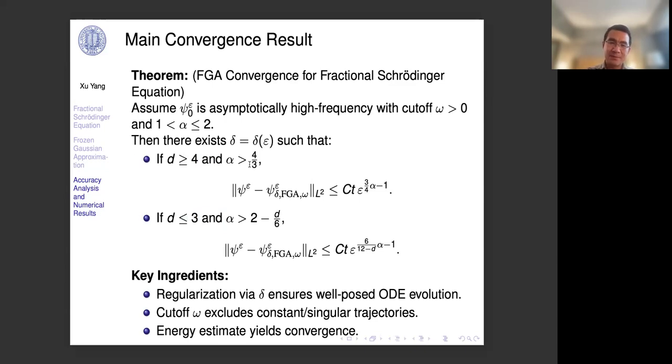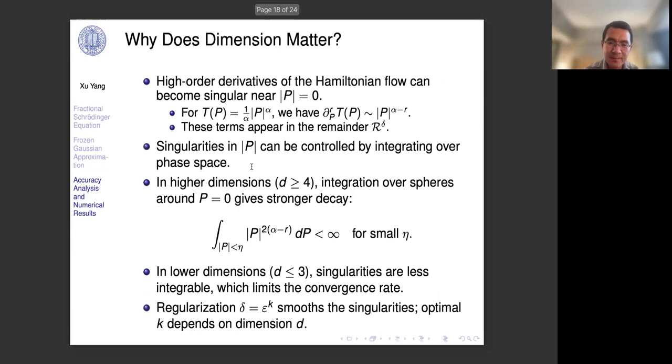And why this depends on dimensionality, as you may already notice, is because of the singularity that we had. The singularity is when you take the high order derivatives not on the potential, but on the Hamiltonian, which is the operator T. On different dimensionalities, the singularities will be different. And so in higher dimensions, we can control the singular term, right? So p is 0, it's like the trouble region, right?